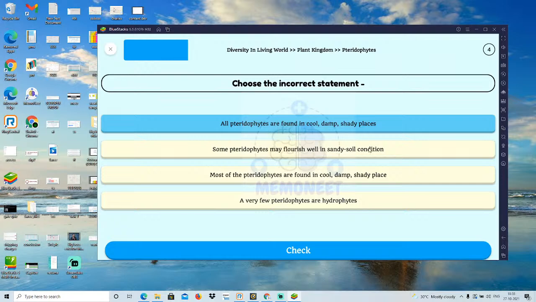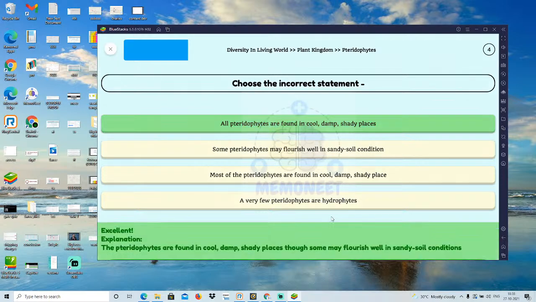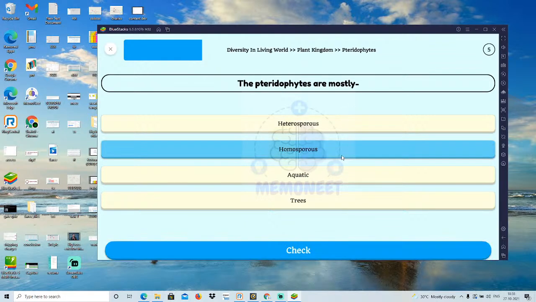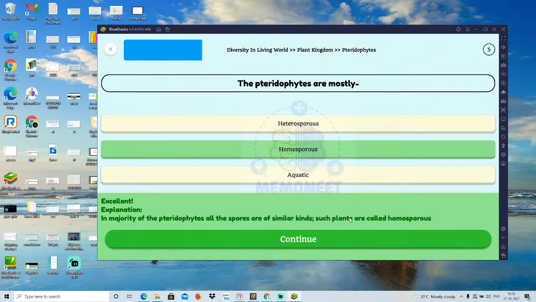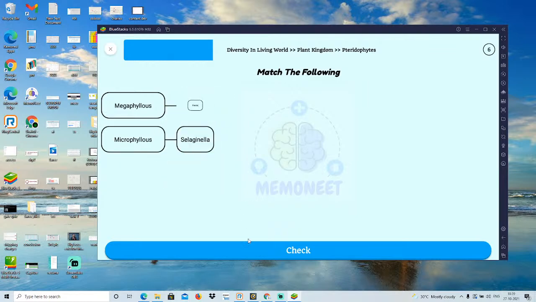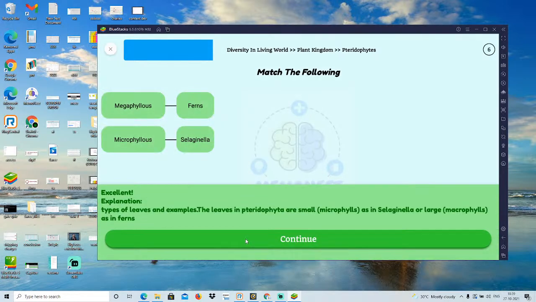So "all are found in cool, damp, and shady places" is an incorrect statement, which is right. The Pteridophytes are mostly homosporous, right? Mostly homosporous. Some, like Selaginella and Salvinia, are heterosporous. Megaphyllous, microphyllous. I forgot this. I guess for microphyllous it was Selaginella, and for megaphyllous it was ferns. Okay, I got it right.